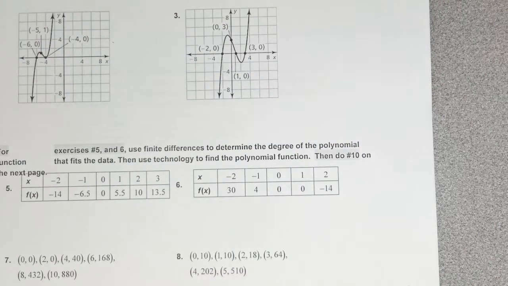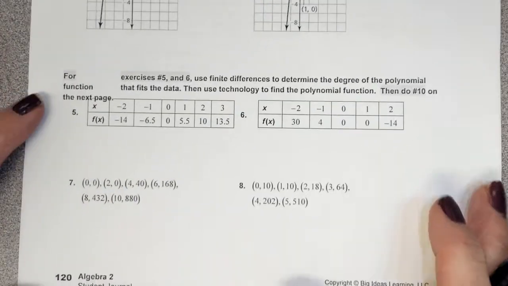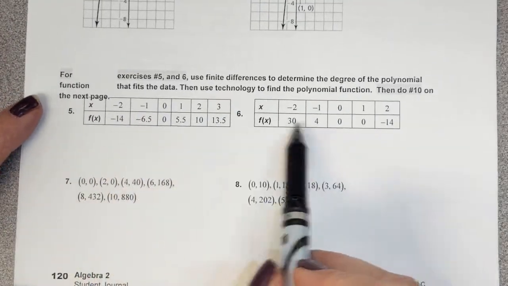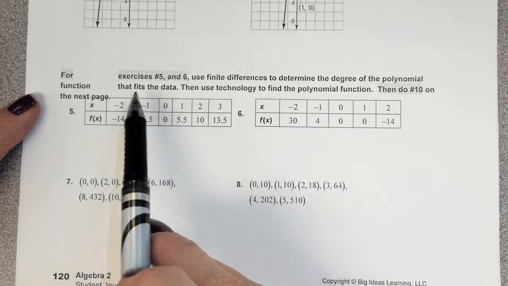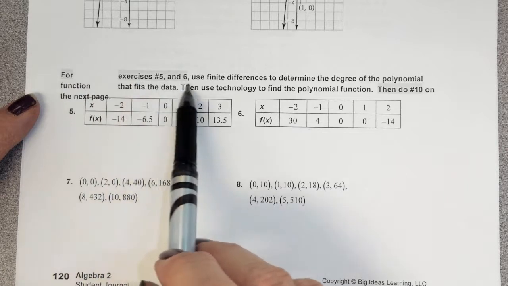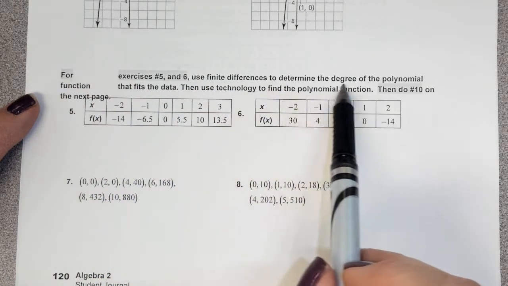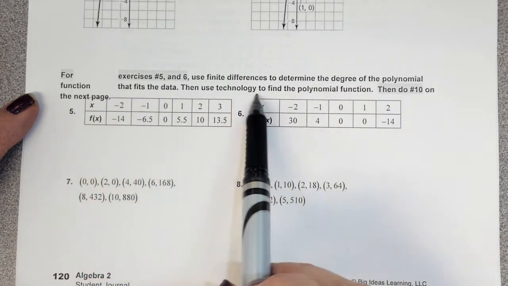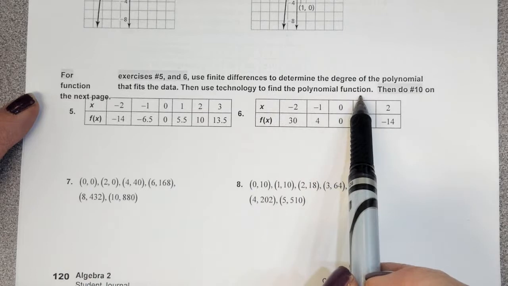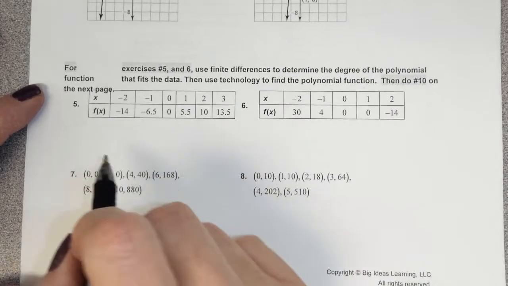We're going to go over here now to page 120. Let's look down here at the bottom first. We're going to do 5 and 6. These are already in your student journal. For exercises 5 and 6, use finite differences to determine the degree of the polynomial function that fits the data. Then use technology to find the polynomial function. And then we're going to do number 10 on the next page.